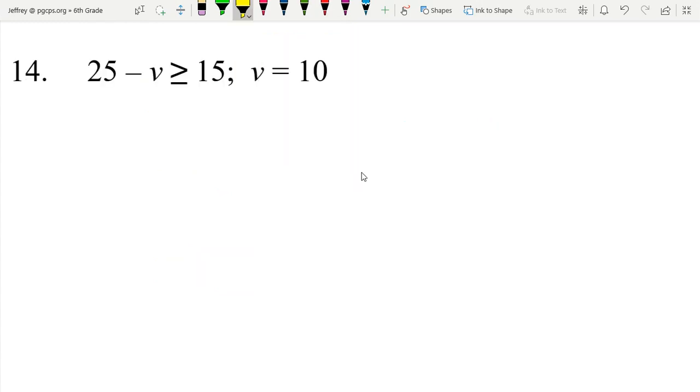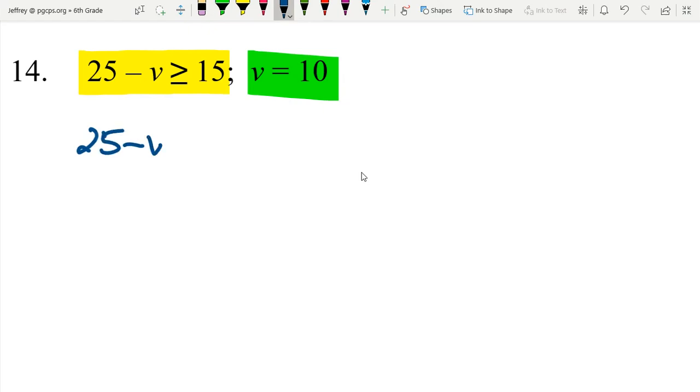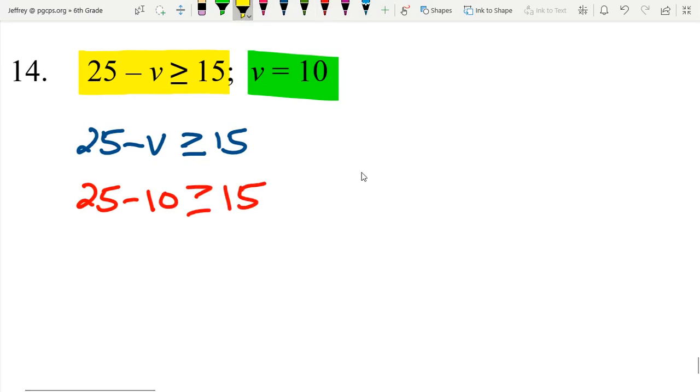Okay, pretty easy. For our last problem, we have 25 minus v is greater than or equal to 15. And the given value for v is 10. So let's solve. 25 minus v is greater than or equal to 15. Now let's substitute the value of v to its given value, which is 10. So 25 minus 10 is greater than or equal to 15. Simplify 25 minus 10, and we know it is 15. Then copy the rest of the inequality statement.